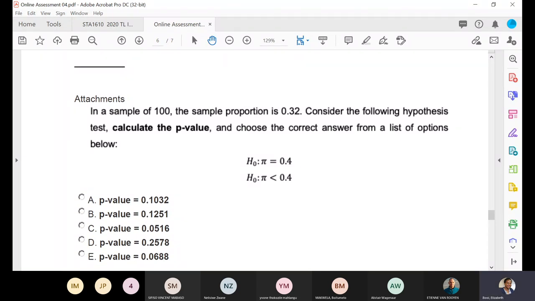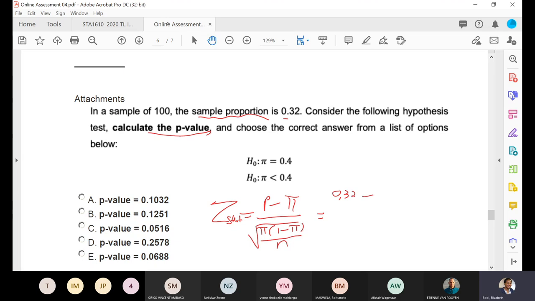In the sample of 100, the sample proportion is 0.32. So now we're looking at the hypothesis of proportion. Consider the following hypothesis. Calculate the p-value. In order to calculate the p-value, you should calculate the z-value. So your z-stat is p-hat minus the population proportion, divided by the square root of the population proportion times 1 minus the population proportion, divided by n. So we have 0.32 minus 0.4 divided by the square root of 0.4 times 1 minus 0.4 divided by 100.